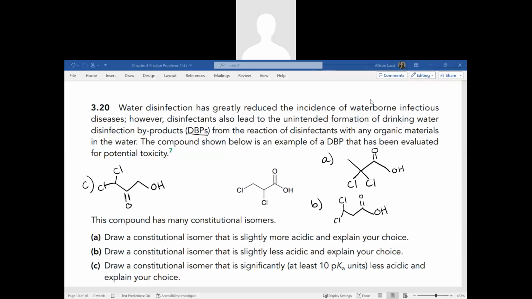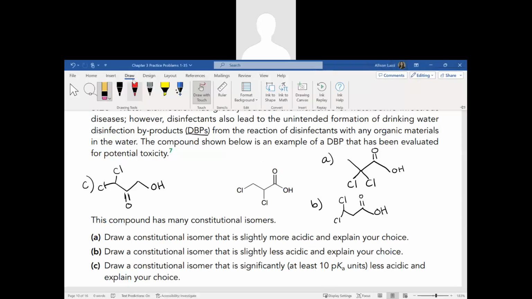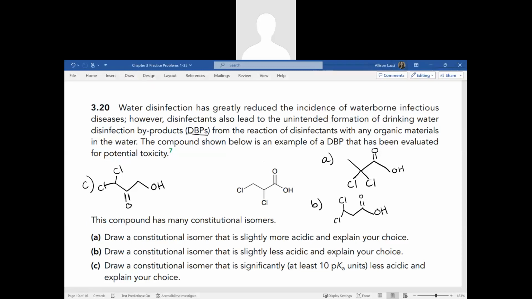In problem 20 from chapter 3, we're given a structure for something called a disinfection byproduct. So that's what's given right here in the middle, this DBP. And we're told that this example of a DBP has been evaluated for potential toxicity. This compound has many constitutional isomers, we're told, as well. So we're asked to draw some of these possible constitutional isomers that could result from this specific DBP.